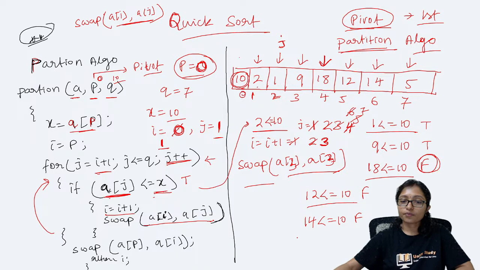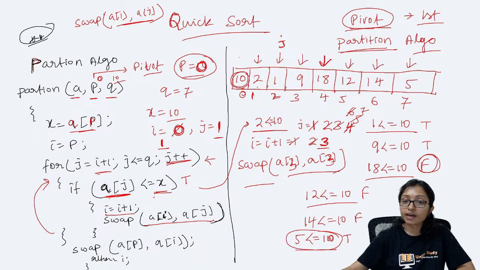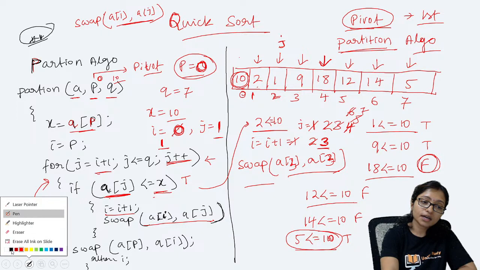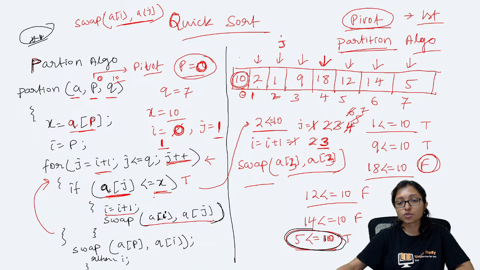Now here 5 is less than or equal to 10. It is true. Whenever this is true, now i value will be updated here. For this condition, i less than or equal to 10, yes. Now i value will be updated. Last i value was 3. This 3 will now be updated to 4.